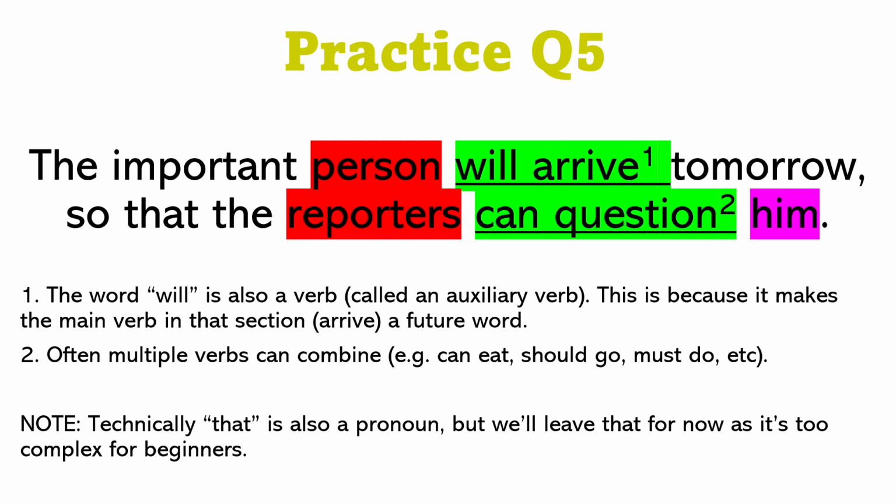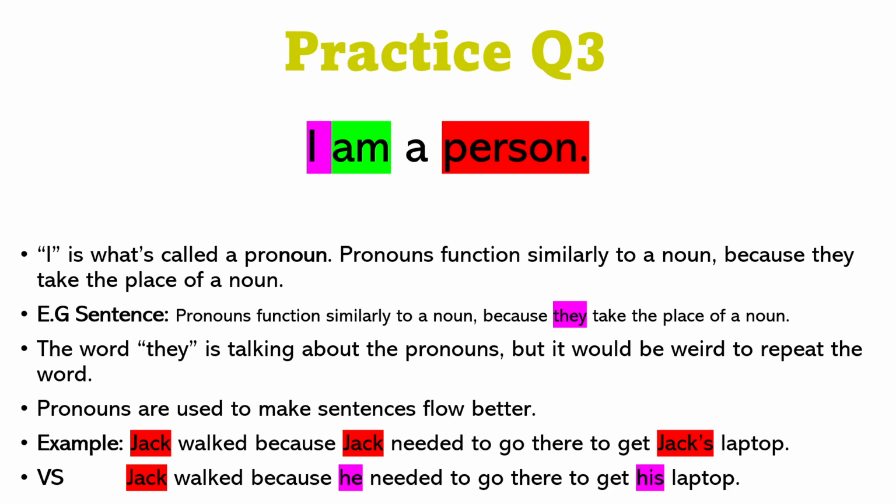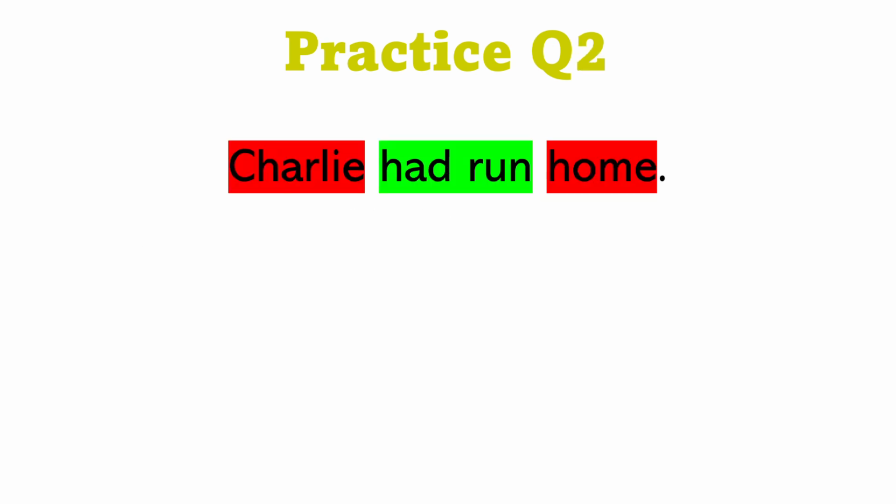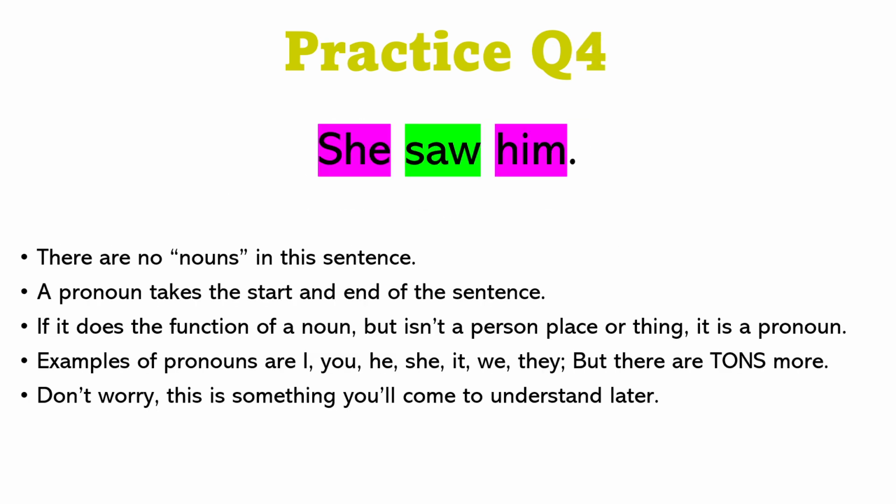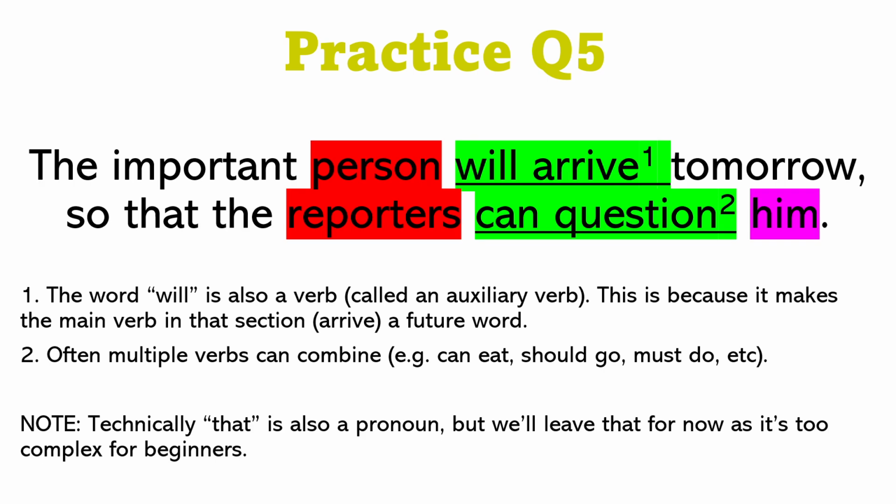And then we've got our two verbs in there. So, will arrive, the word will is also a verb, just like we had, I think it was, what was it before? We had run. That whole thing there is a verb. Same with how this will arrive is a verb. We just put will on the front to show that it's something that's going to happen in the future. But yeah, that is a verb.